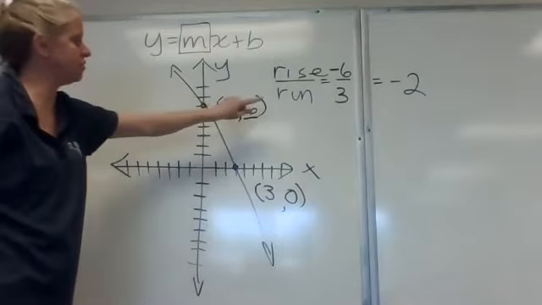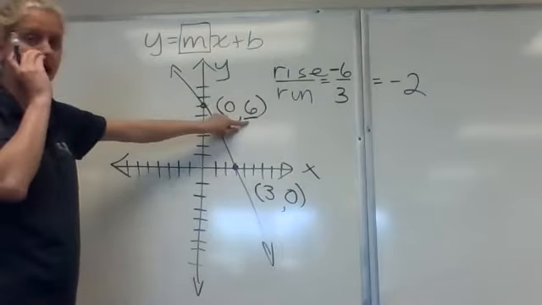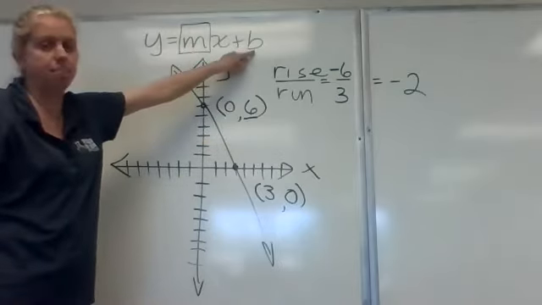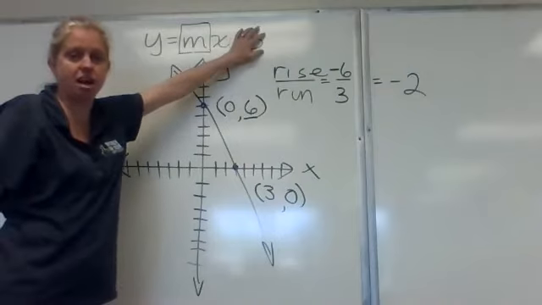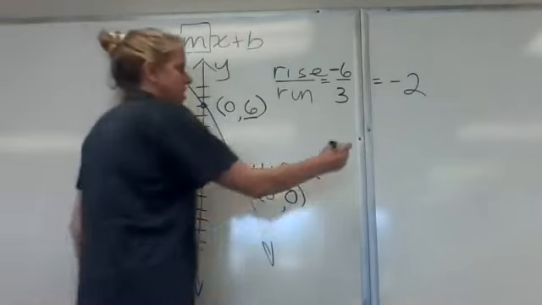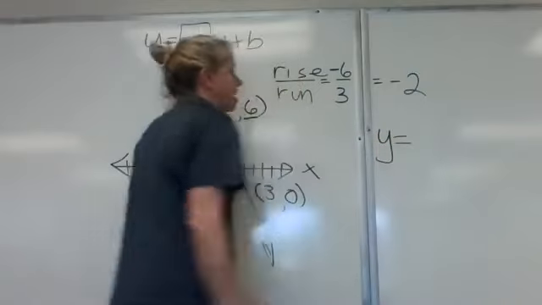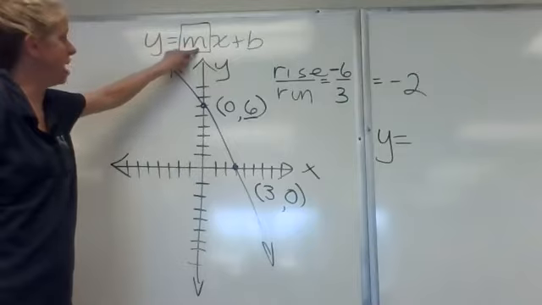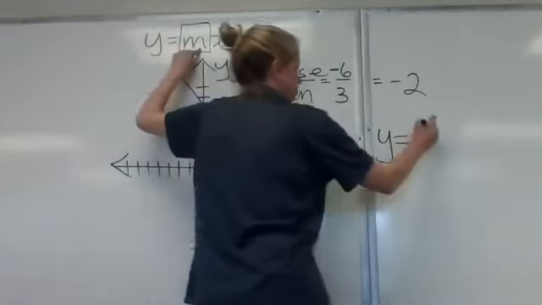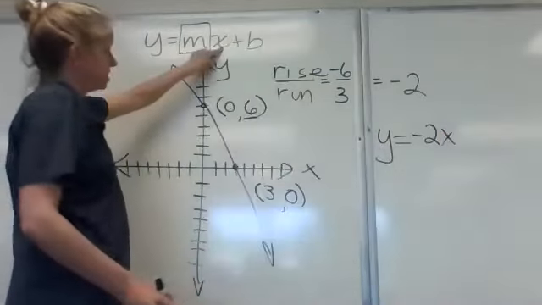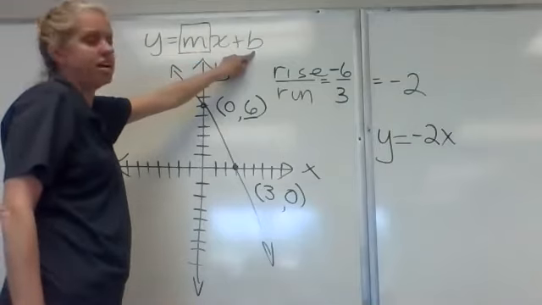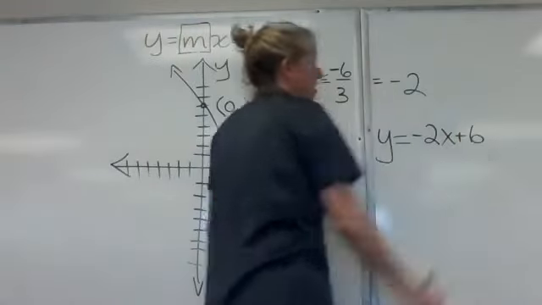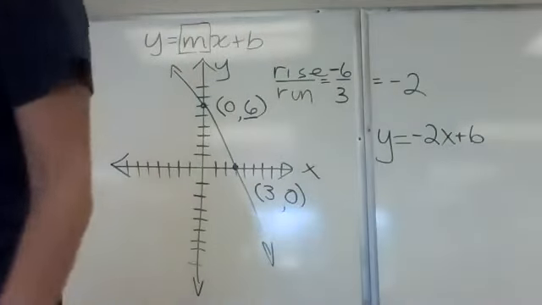So the slope is -2. The y-intercept is +6. So if I put the -2 here and the +6 here, this is the number that's your y-intercept. So let's look at what that looks like. Y equals, what's the m, or in other words, the slope? So -2 here, x plus, what's your y-intercept? My y-intercept is +6. So there's your equation of the line.